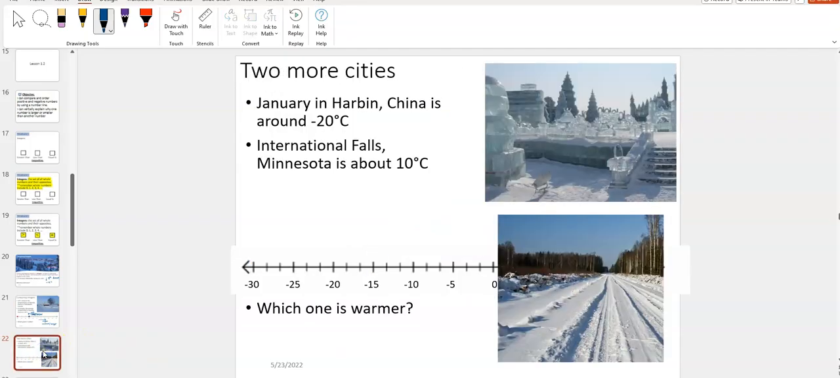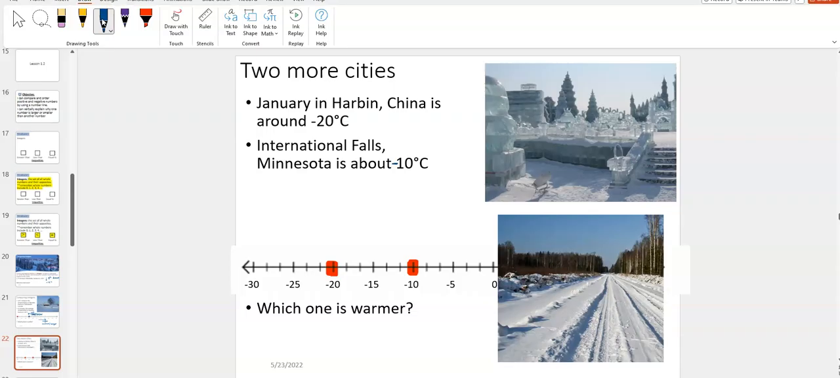All right, let's compare 2 more cities. So here we have Harbin, China, which is around negative 20 degrees Celsius in January, and International Falls, Minnesota, which is about 10 degrees Celsius. Which one is warmer in this case? So again, I'm going to use my number line to help me. Oh, it's not positive 10. Sorry, we had this problem in class too. That's supposed to be negative 10 degrees Celsius, not positive 10. All right, so here is Minnesota. And here is Harbin, China. And we want to know which one is warmer.